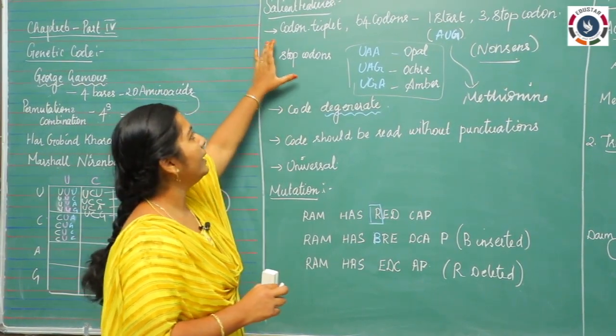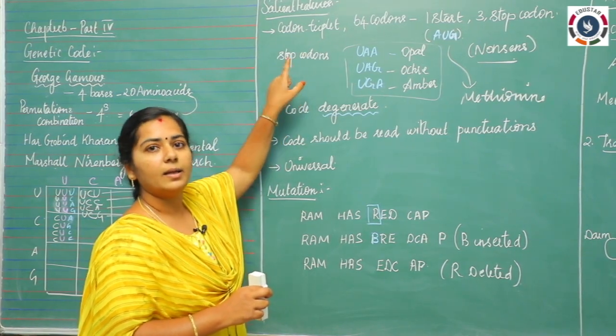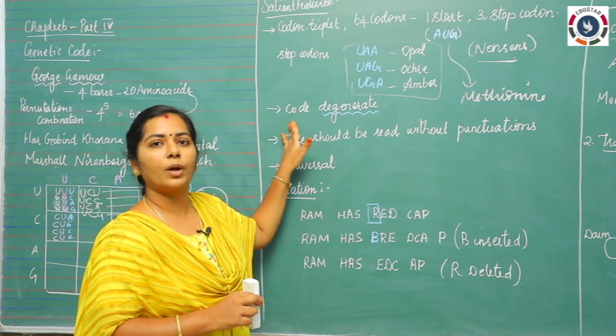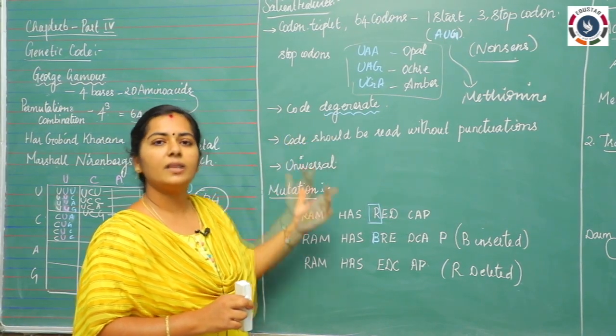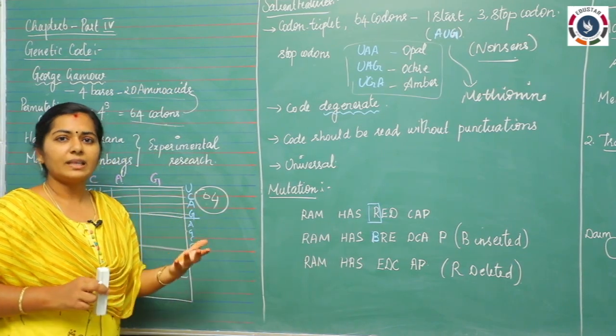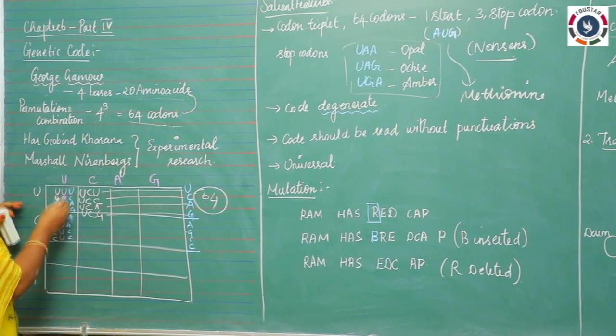Okay, so among these 64 codons, 1 is said to be the start and 3 are said to be the stop codons. Coming to that code, these 64 codons are degenerate. Degenerate means nothing but more than one codon can code for the same amino acid. So see here, for example, this UUU.